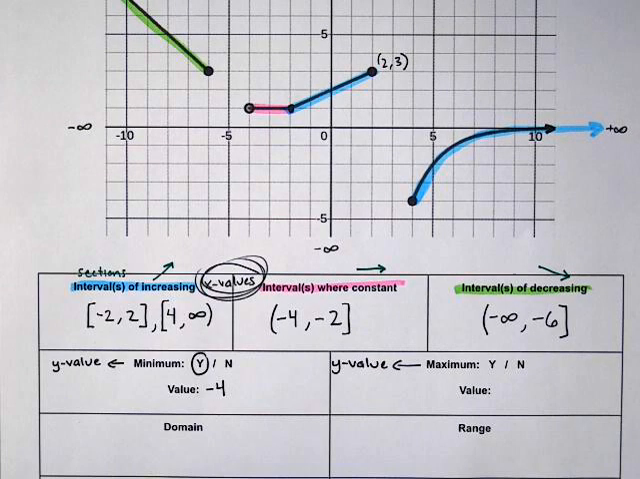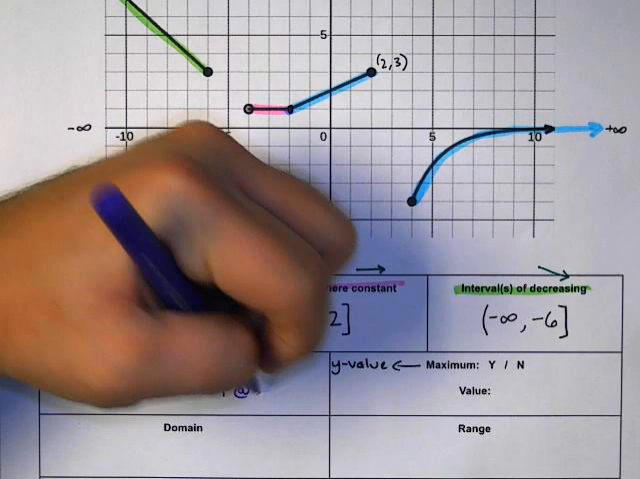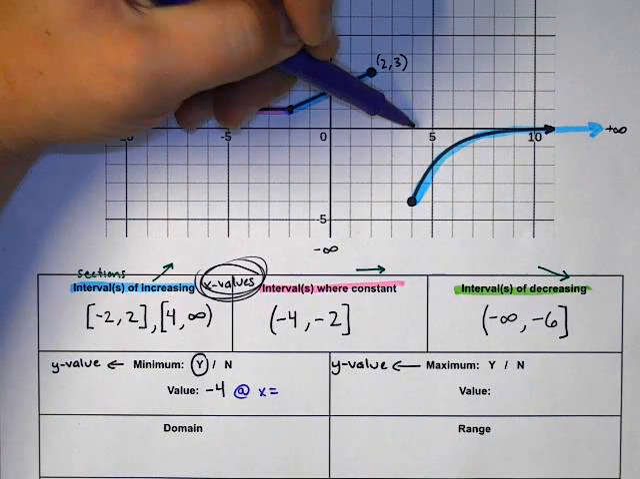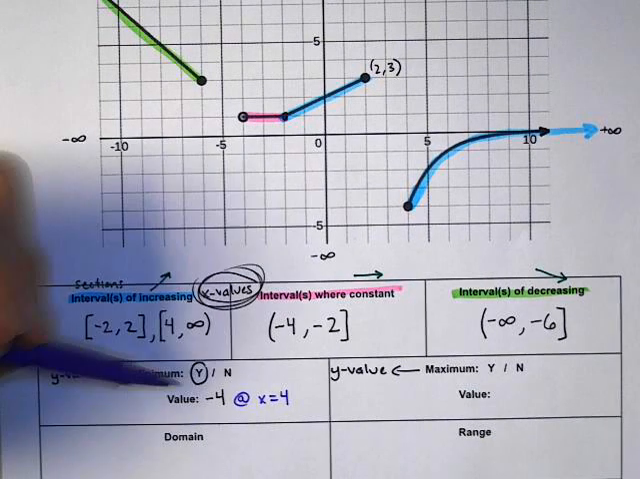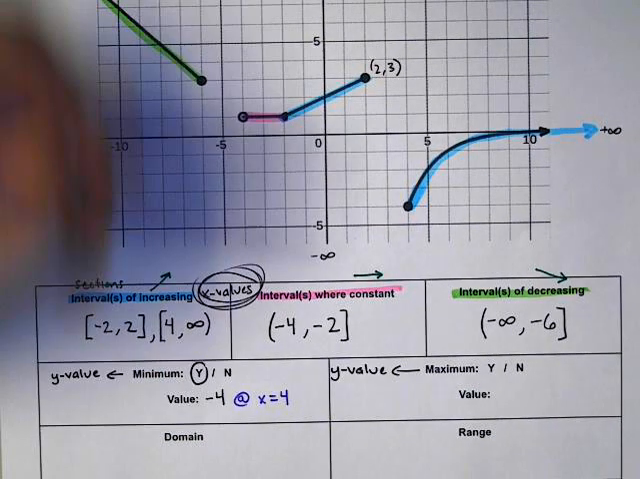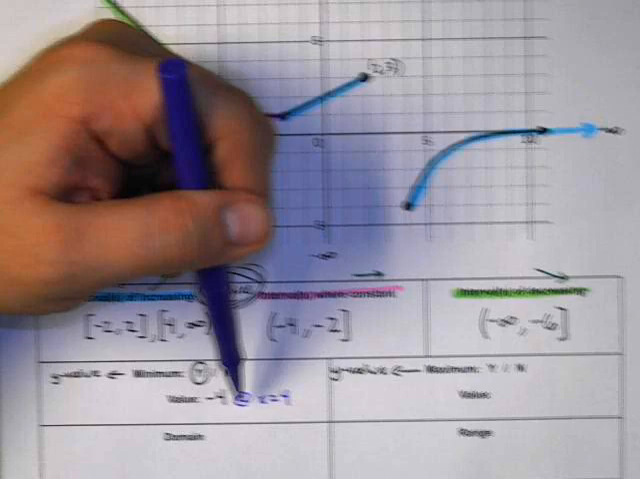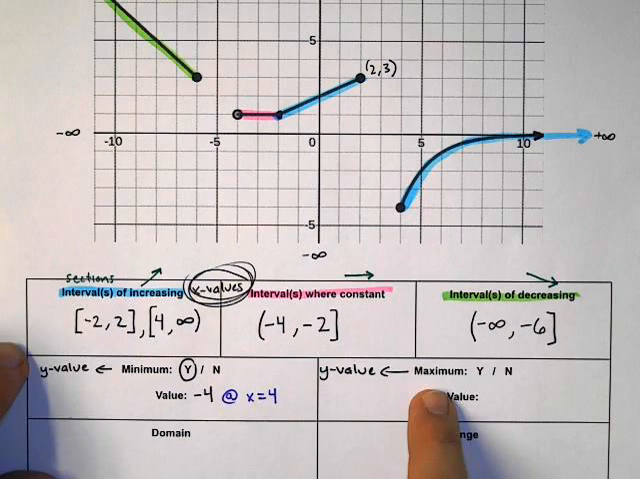I need you guys to be very careful here. I'm going to say negative 4, and it's at x equals, where does it occur? It occurs at x equals 1, 2, 3, 4, at x equals 4. Okay? The lowest value, when we just ask you for the value, we really want the lowest y number, but a lot of the times when we ask you that, we also want to know at what x value it's occurring. Okay? Let's look at maximum here.